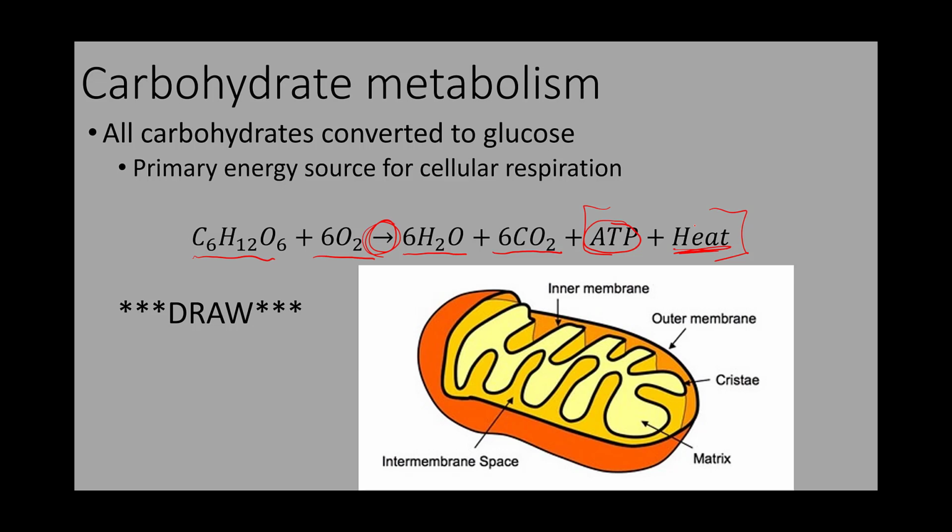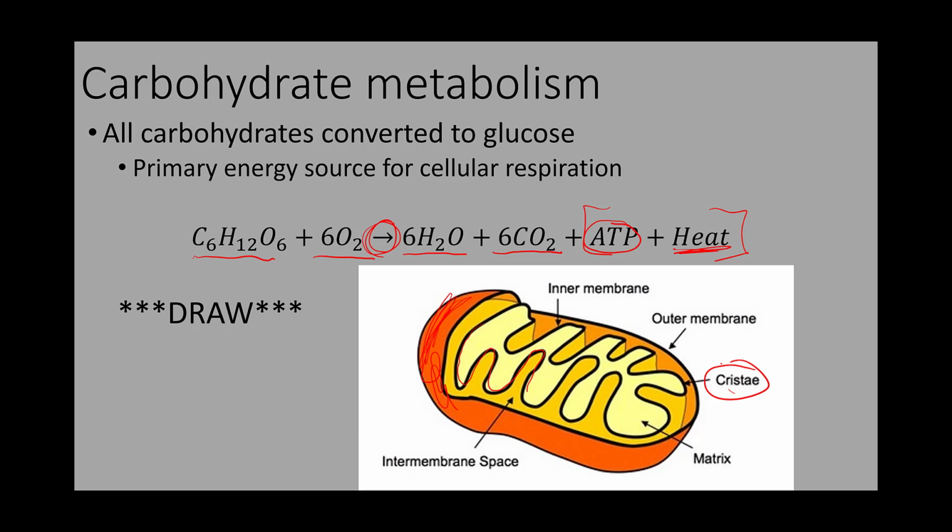Down here we have a mitochondria. We have the outer membrane, this kind of orange colored area, very smooth. We have the inner membrane, which is this yellow kind of folded back and forth. Those folds are called cristae.